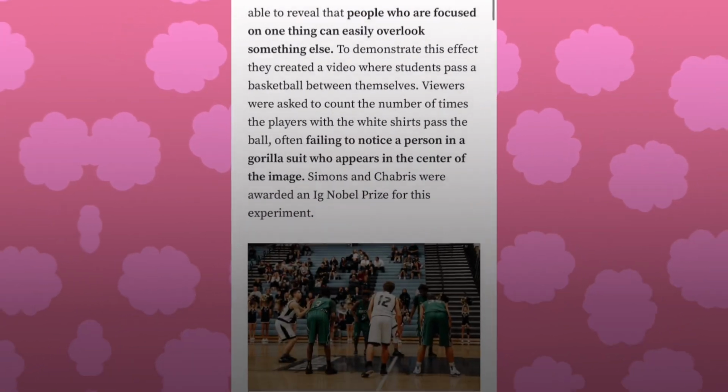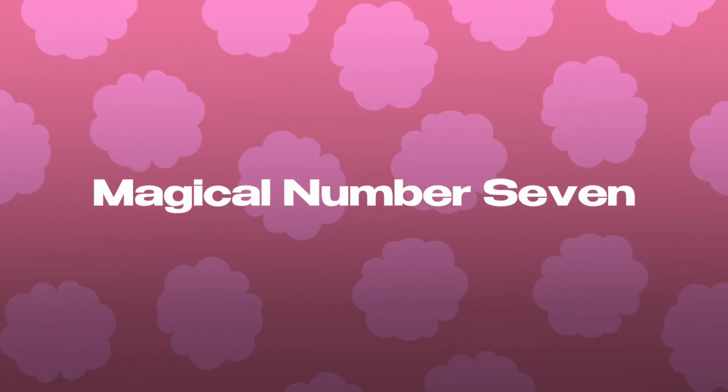Back in 1956, a study called The Magical Number 7 identified a key point about human cognition. It revealed that the average person can hold about 7 items, plus or minus 2, in their working memory. This means we can generally remember between 5 and 9 things at once.